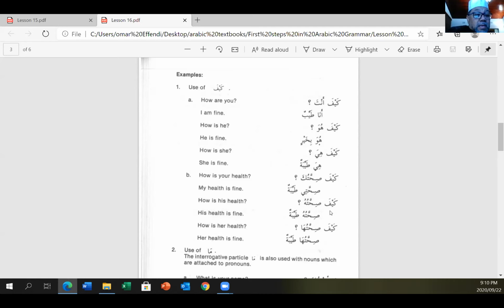كيف صحتها؟ كيف صحته؟ صحته طيبة. Right on, next one. كيف صحتها؟ صحتها طيبة. Now can you see how many times did you use the word sikhatuha?